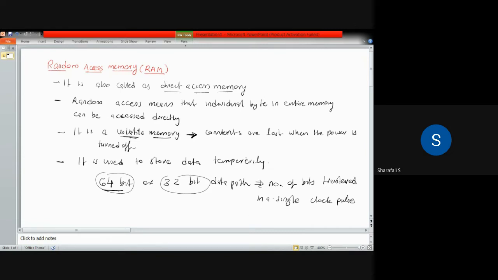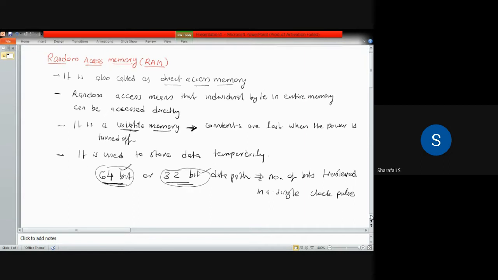Okay, so if you are using a 64-bit system, you will be transferring 64 bits per clock cycle. And if you are using a 32-bit system, you will be transferring 32 bits. Okay, so both can work. Basically, we have these two types of systems, which support 64-bit or 32-bit.